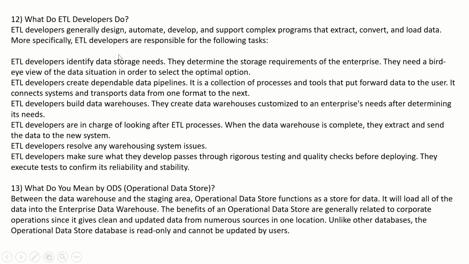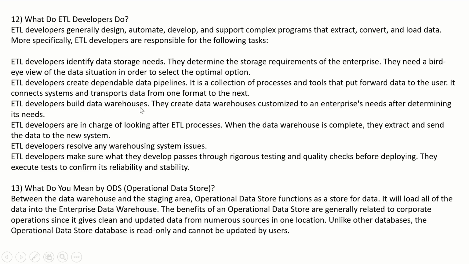ETL developers generally design, automate, develop and support complex programs that extract, convert and load data. More specifically, ETL developers are responsible for the following tasks. ETL developers identify data storage needs. They determine the storage requirements of the enterprise. They need a bird's eye view of the data situation in order to select the optimal option. ETL developers create dependable data pipelines. It is a collection of processes and tools that put forward data to the user. It connects systems and transfers data from one format to the next.